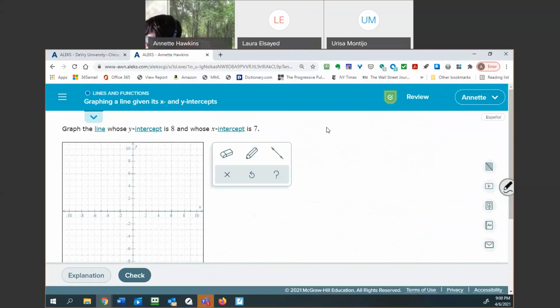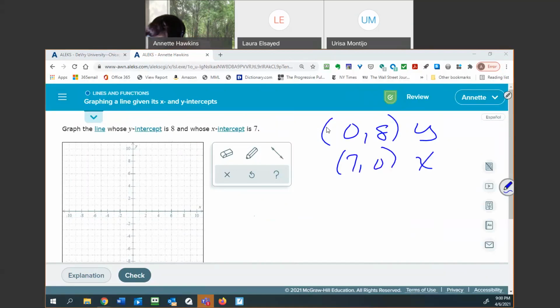Now, to help you out, I will always just make an ordered pair for myself. The y-intercept is 8. That means y is 8, x is 0. The x-intercept is 7, which means y is 0. That's all you need. Get your line, plot your point. All right, 0, 8. X is 0, go up to 8. The x-intercept is 7. We go to 7. And there's our line. Question about that? No.